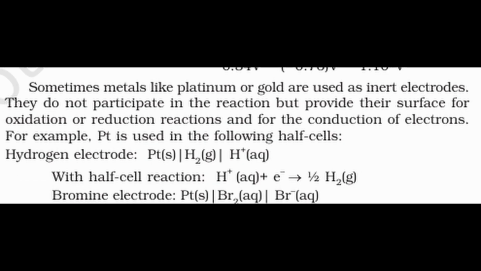Sometimes, inert electrodes such as platinum or gold are used. These electrodes do not participate in the reaction, but simply provide a surface for oxidation or reduction and allow the flow of electrons. Examples include the hydrogen electrode and the bromine electrode. Standard electrode potentials are extremely important because they help us compare oxidizing and reducing strengths. Only after that can the Nernst equation be written correctly using the reaction quotient.